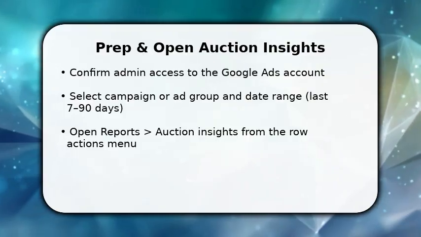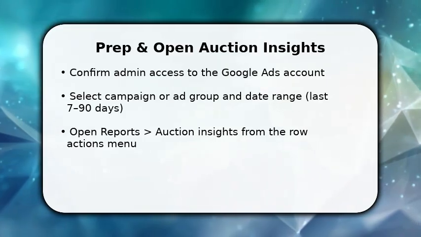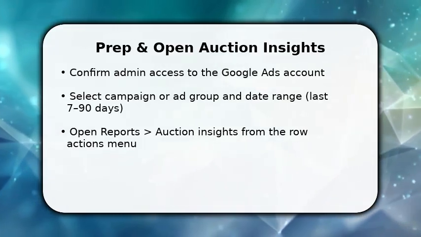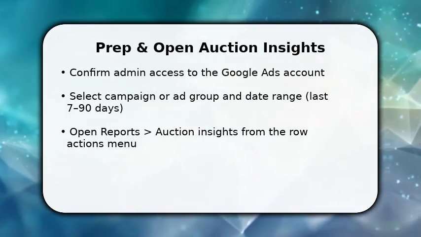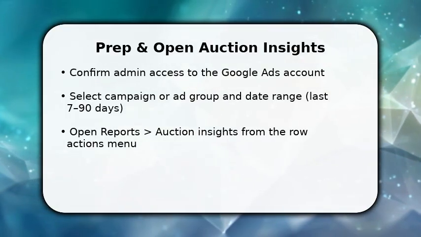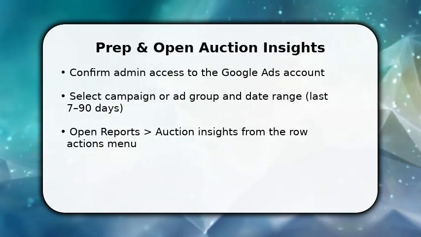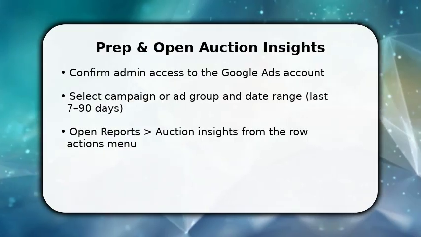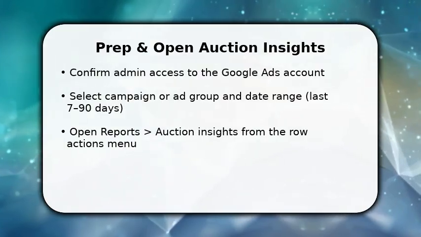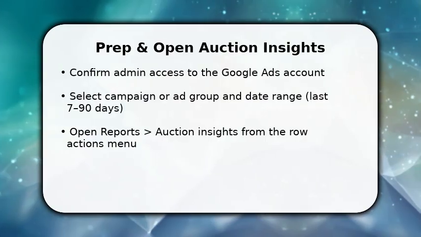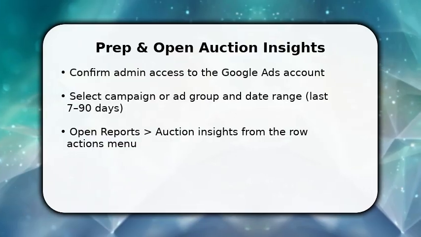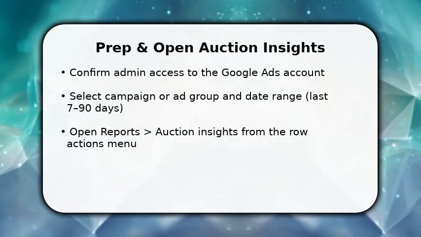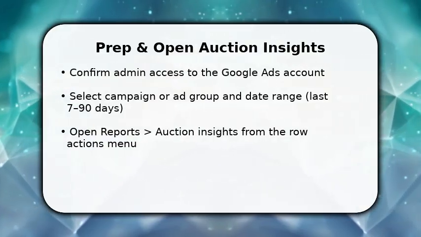You have access and a campaign selected, so start by opening Auction Insights now. Click the row Actions for your chosen campaign or ad group, then choose Auction Insights. Once done, set a relevant date range, last 7, 30, or 90 days, to compare recent performance. Make sure you include the device and search network filters if needed. This first step pulls the competitor snapshot you'll analyze, so verify campaign scope and time window before moving on.